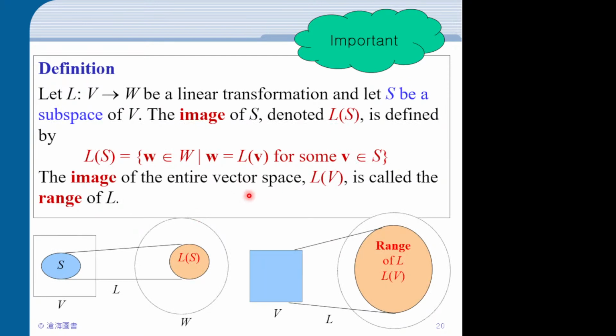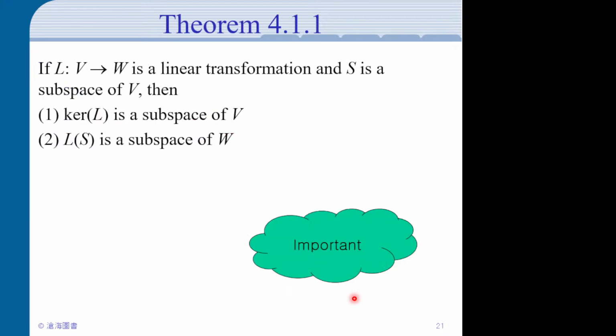And with image, it means you take whatever subspace S in your V, and you map it to its image L of S. And when this S is everything in V, then you get another special name. It's called the range of L. So it's everything that can be reached by mapping something with L. And we have our theorem saying that the kernel is a subspace, and the image of every subspace is a subspace.